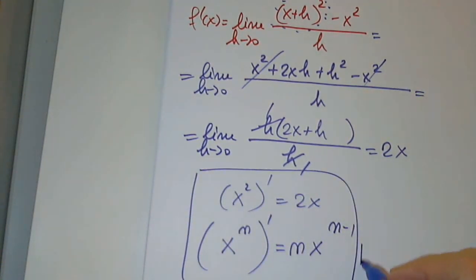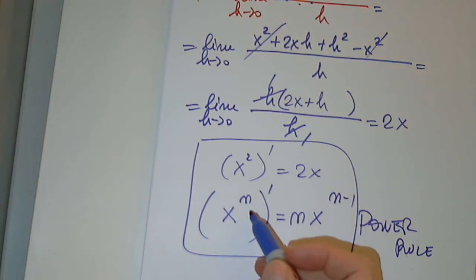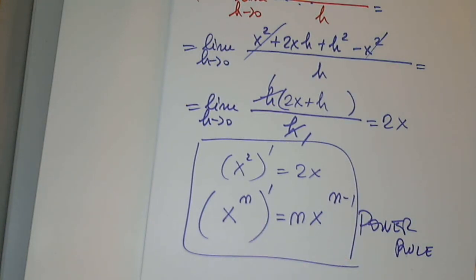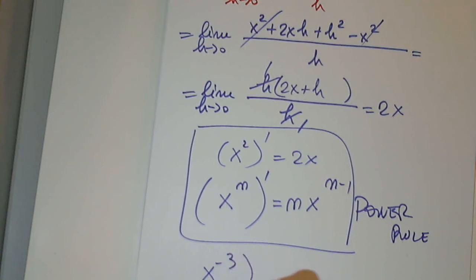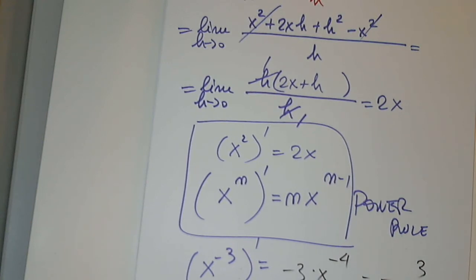So this is the power rule. The power can be a fraction. The power can be negative. So let's look at an example. Let's say x to negative 3, prime. How will you differentiate this? Negative 3x to the negative 4. So we do not like negative exponents. So we're going to continue and simplify it to negative 3 over x to the 4th.